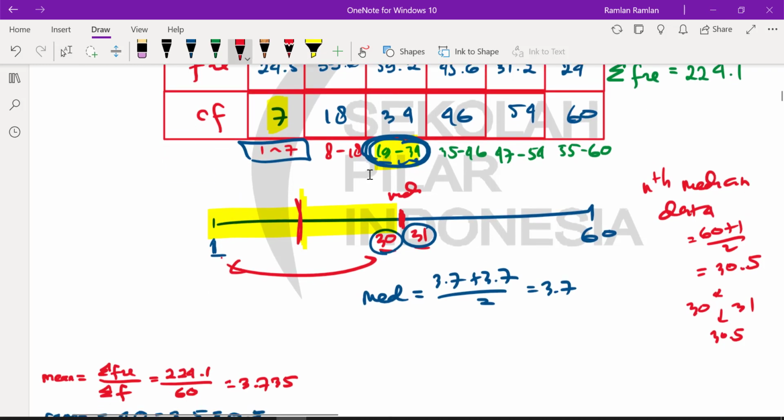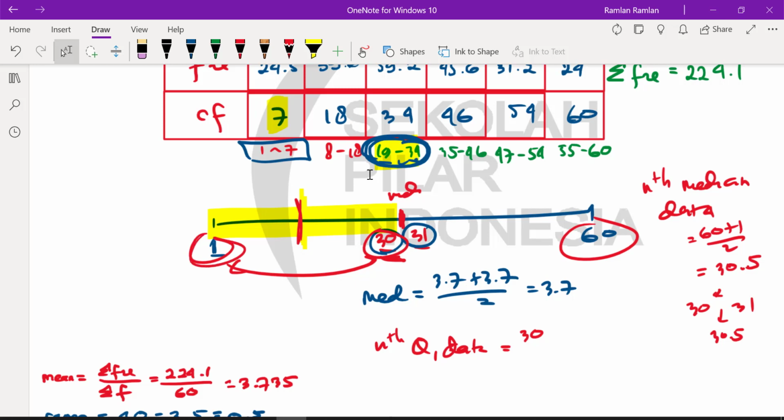So for the nth lower quartile, I'm going to write down Q1, quartile 1, nth data, and that will be equal to, because we have 30 over here, so it's just 30. So actually, guys, you can do it like this. Just add these two numbers, right, and then divide by 2. The same thing like before, actually. 60 plus 1 divided by 2. So yeah, that is one of the methods that we can use.